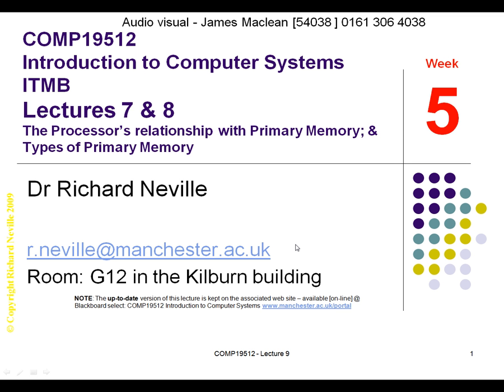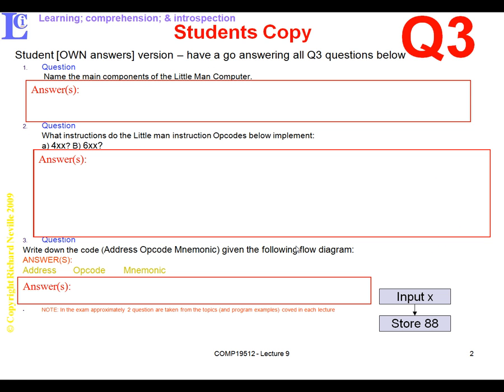Welcome to Lecture 7 and 8 of the series, which is in week 5 of Comp 19512, Introduction to Computer Systems, where we'll be looking at processor relations to the primary memory and the different types of primary memory. As before, we'll start with Q3s, and let's move on to the lecture as Q3.